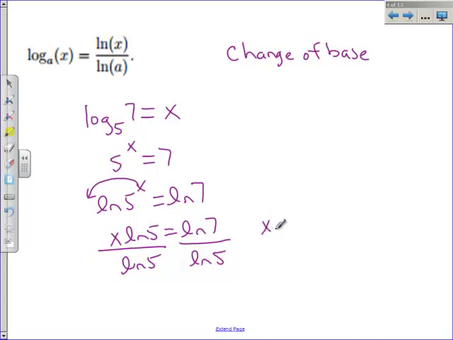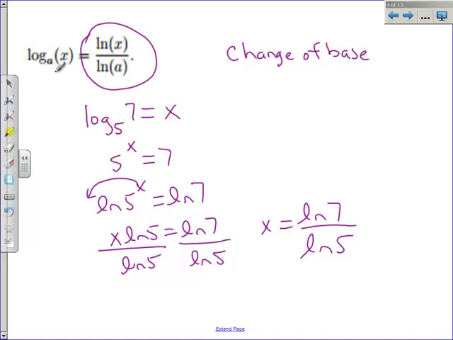And I get that x equals the natural log of 7 divided by the natural log of 5. So let's take a look at how that matches our change of base formula. If you have log base a and your calculator doesn't have that base, like your calculator doesn't have log base 5, unless you have an iPhone. Your iPhone will do this.